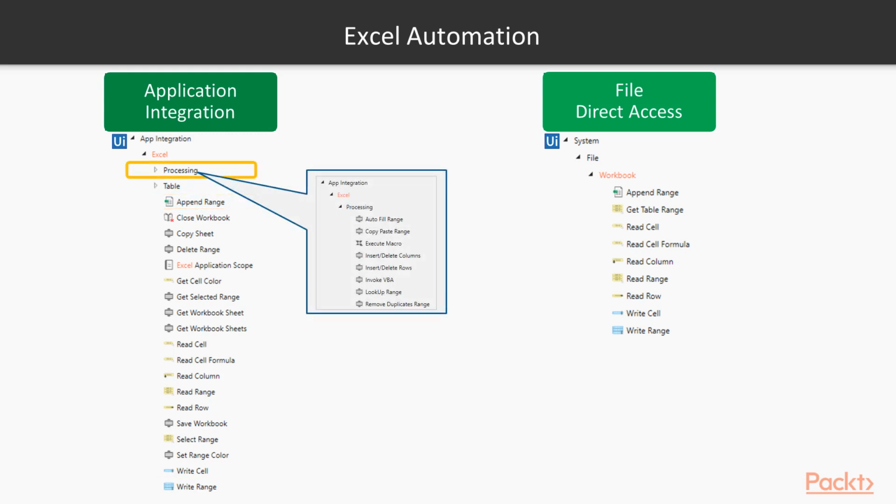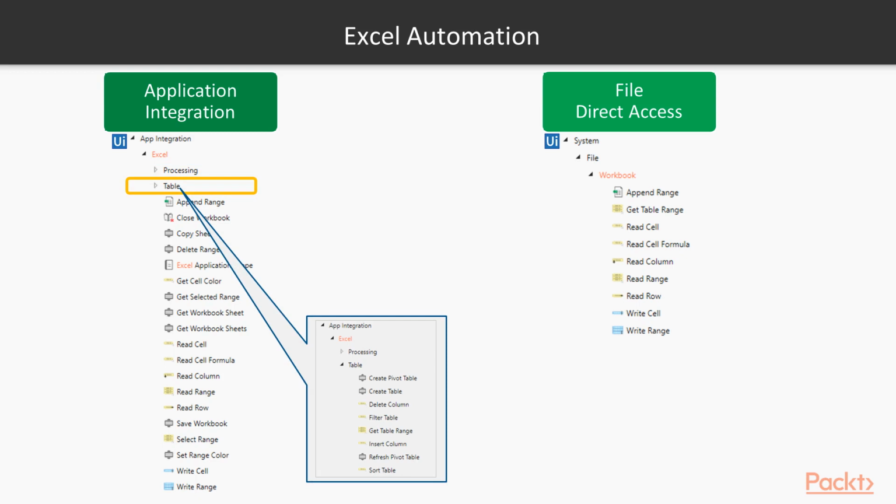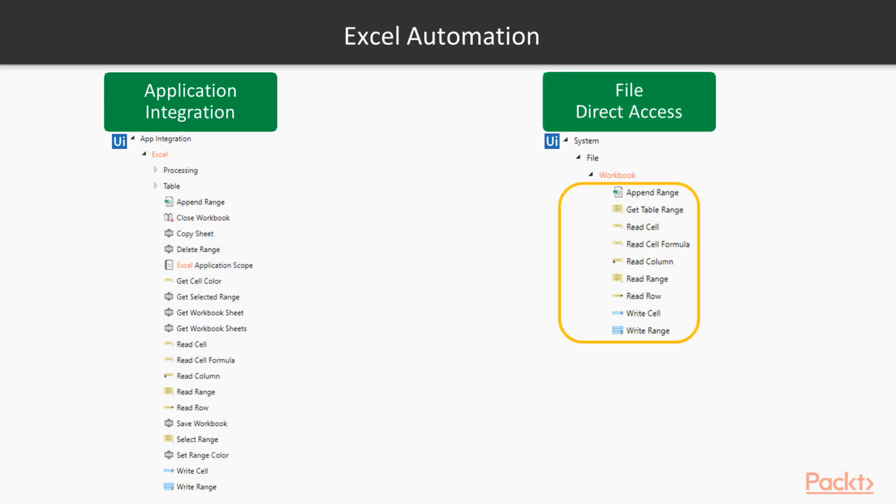There are processing activities providing the ability to execute an Excel macro and invoke a VBA script. There are many other activities within the processing group. A set of activities is available to work with Excel table data. On the other hand, file direct access provides limited but commonly used Excel actions.